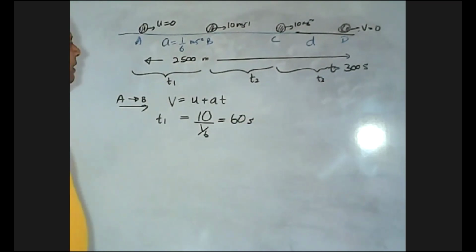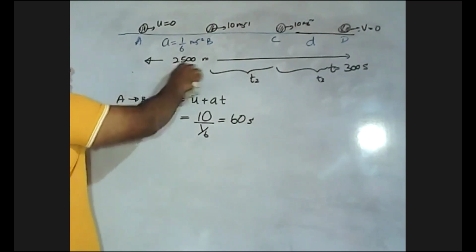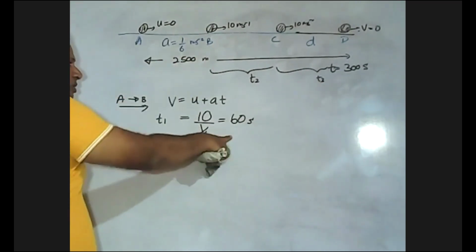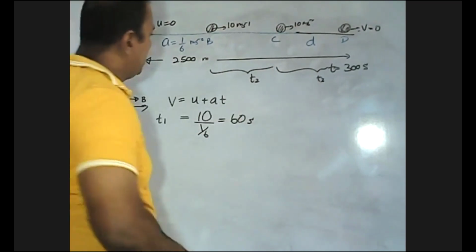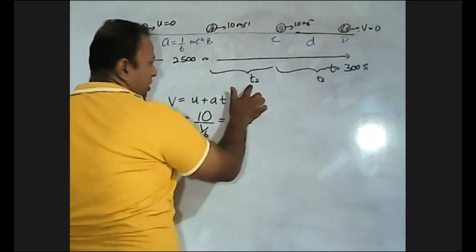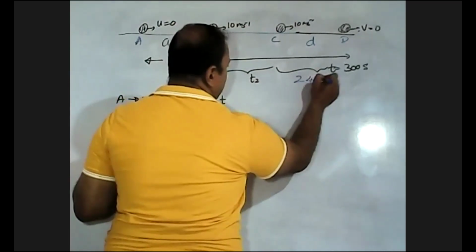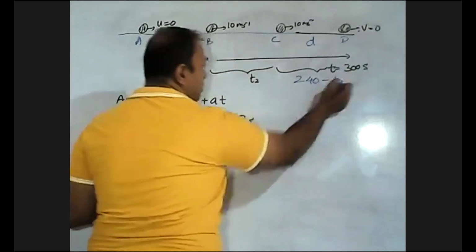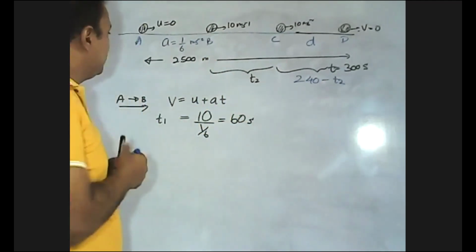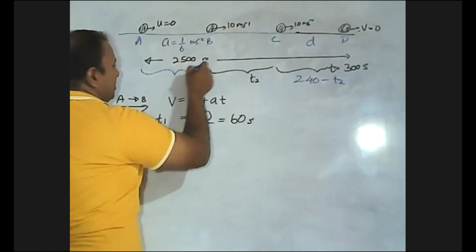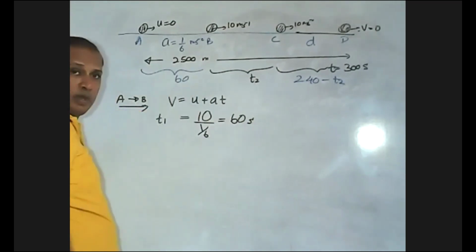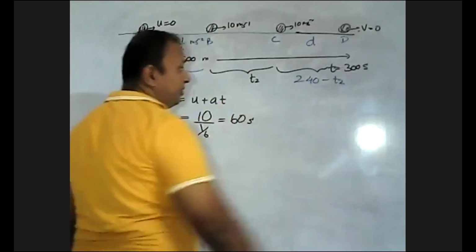Then I can find T2. Now I know this one, okay? This is 60. Therefore, if this one is T2, this one can be written as 240 minus T2, because this one is 60 times, 60 seconds. Therefore, total time is 300 seconds.